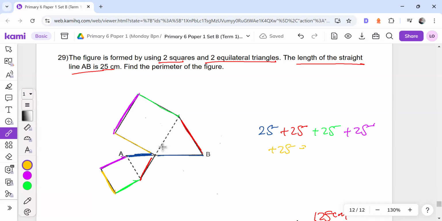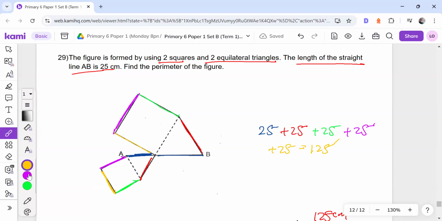Okay, how about the dotted lines? Don't count the dotted line. It's not part of the figure. So if you add all of them together, that will give you the perimeter of the figure, which is 125 cm. Right? Are you clear? Equilateral triangle means what? It means all the sides are equal. Squares also, all the sides are equal.